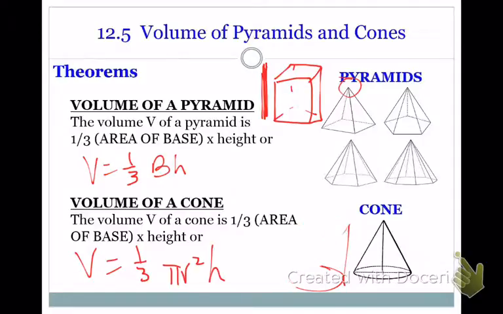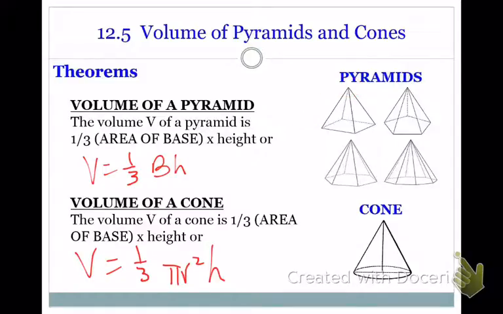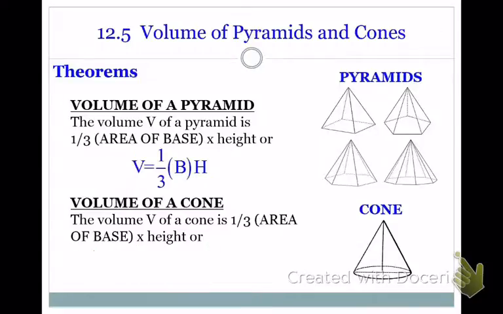Okay? Comparing these volumes to a prism or a cylinder, we need 1/3 of that volume to fill a pyramid and a cone. So we multiply these same formulas by 1/3, and that's it. That's the only difference. Okay?